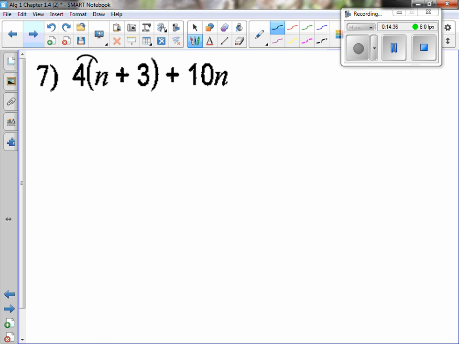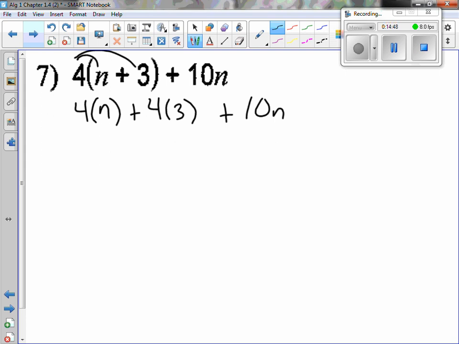So we do 4 times n and 4 times 3. So we have 4 times n plus 4 times 3 plus 10n. Because we distribute that 4. We multiply it out. So 4 times n is 4n. 4 times 3 is 12, and then we have 10n.